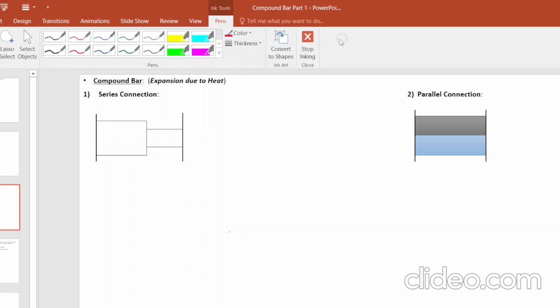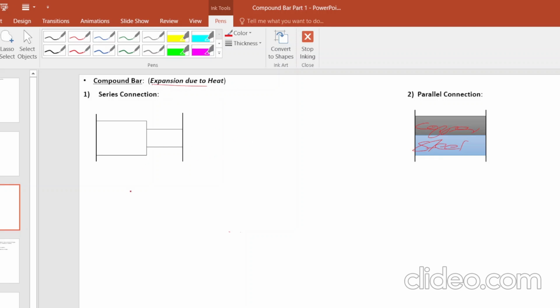Let us look at the second part of heat, of compound bar, I mean to say. The first part we were dealing with the combination of two materials, be it copper combined with steel. We call them compound bar. We looked at the expansion, the material changing in length due to the applied force. But the second part of it deals with the expansion of material due to heat.